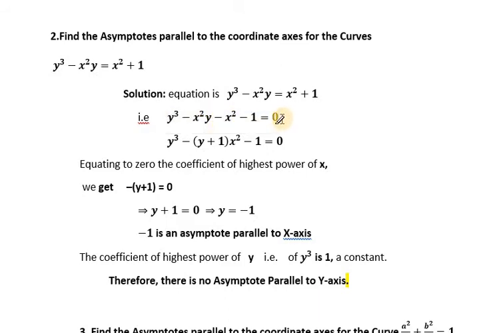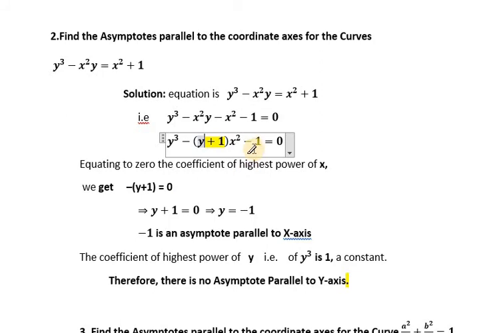So we have to write it in the form of linear equation. So from highest power to lowest power, like this we have to arrange the terms. Hence in this equation, see, x square common is there in these two terms. So let us remove them outside. Y cube minus of y plus 1 into x square minus 1 is equal to 0. Now you observe here the y plus 1 we have, that is the coefficient of x square.